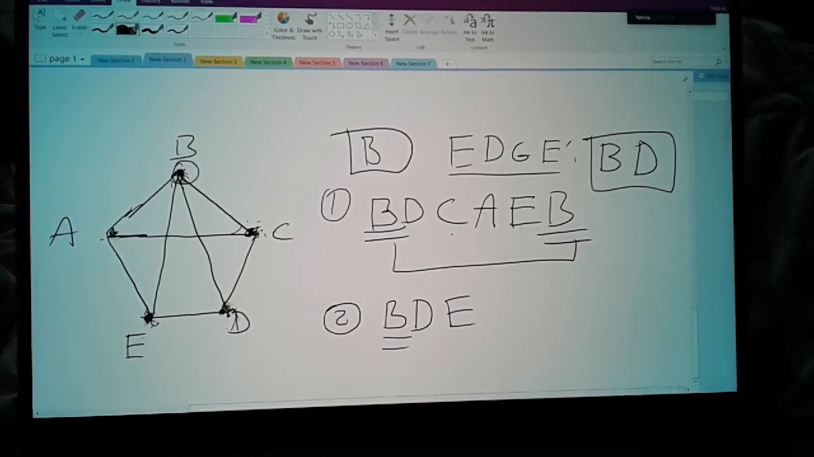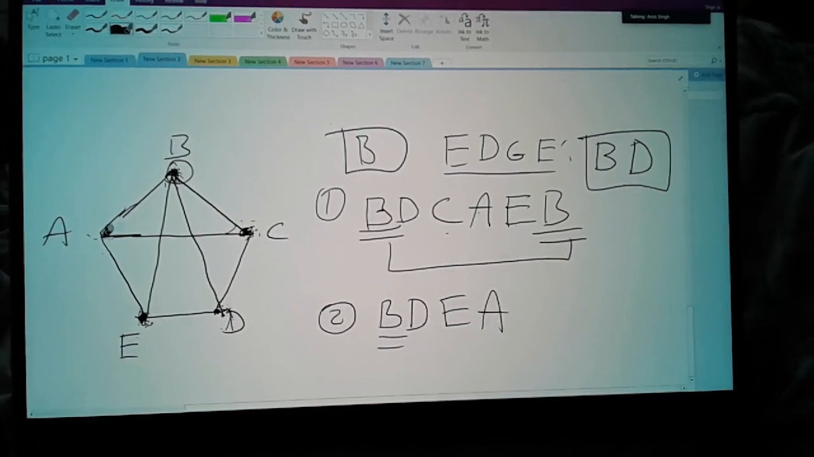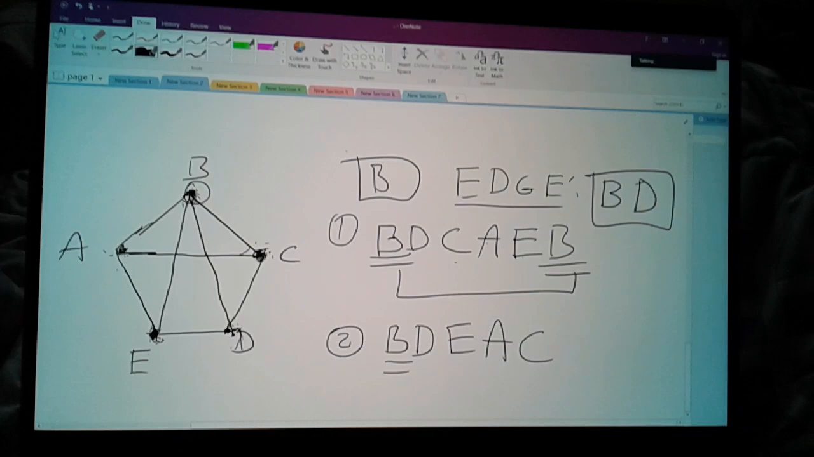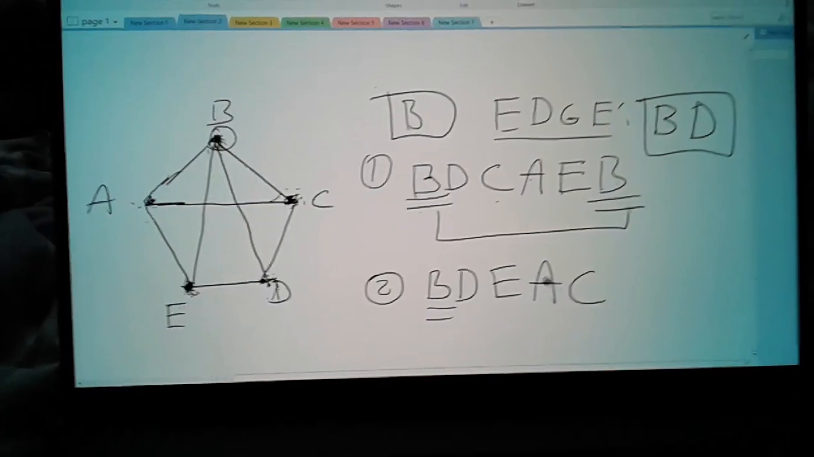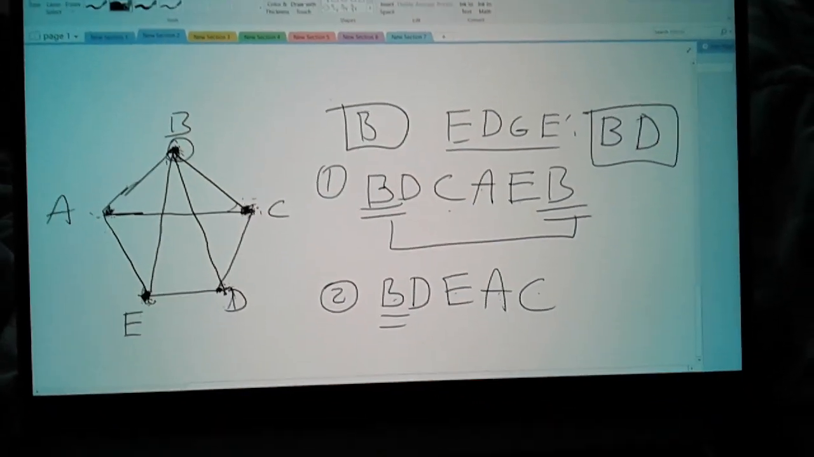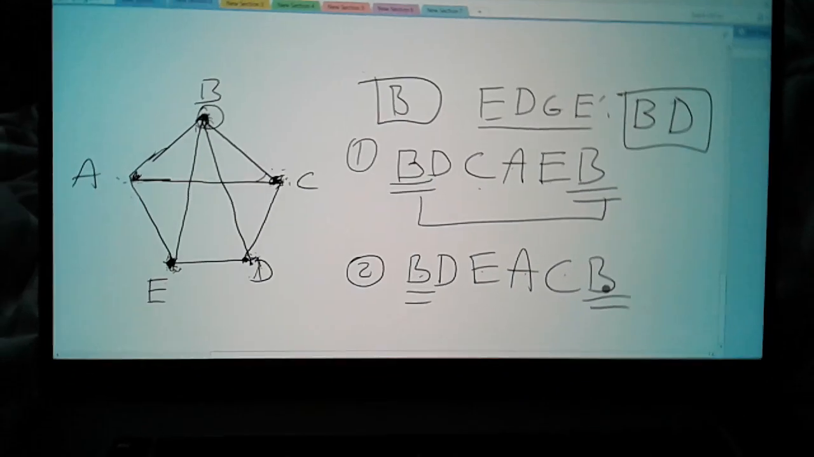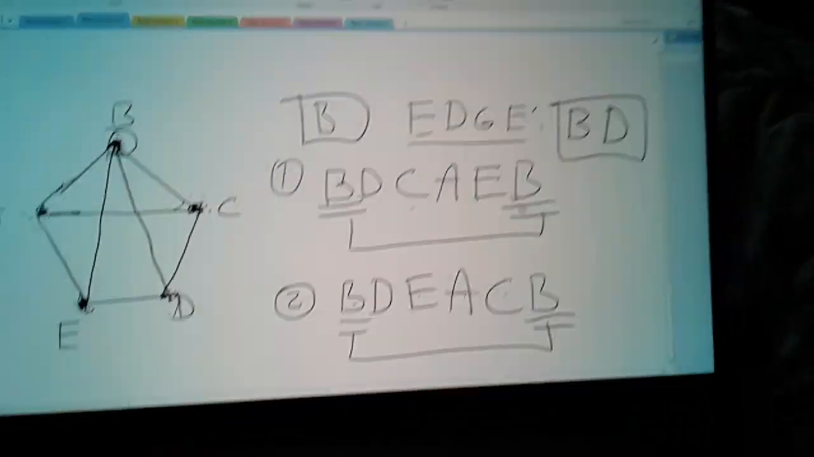So BDEA. We haven't done C, so C. We're done. We got all the vertices, A, B, C, D, E. So I can finally go back from C back to my starting vertex, which is B. So these are both Hamiltonian circuits.